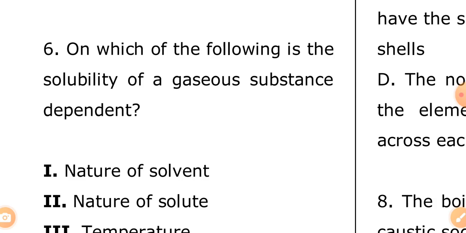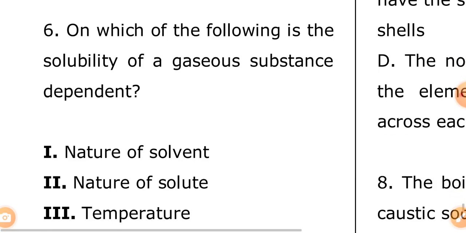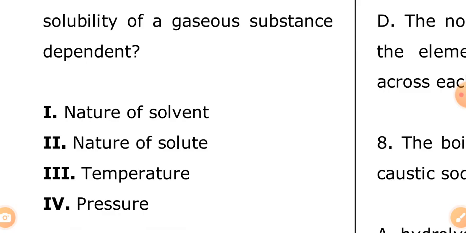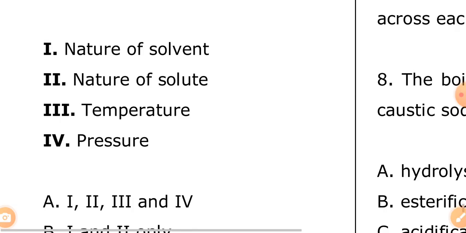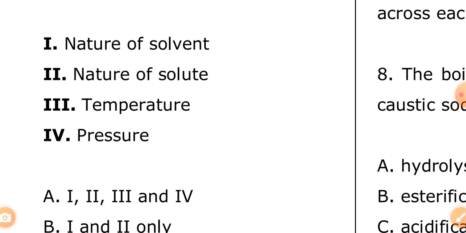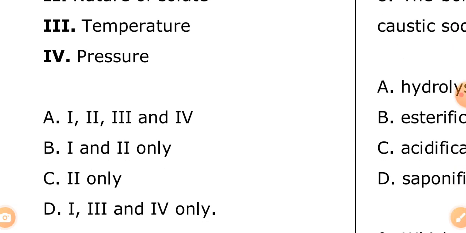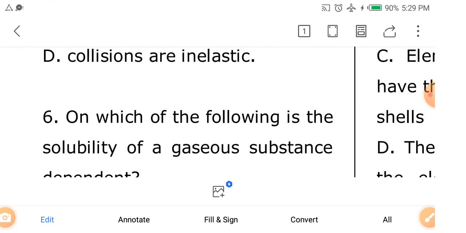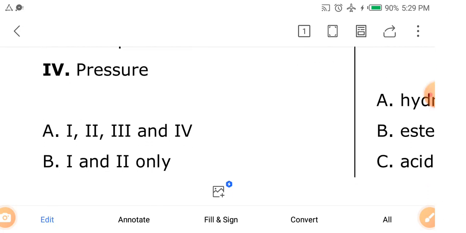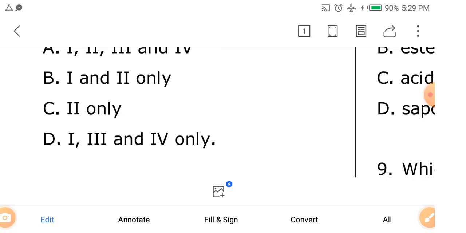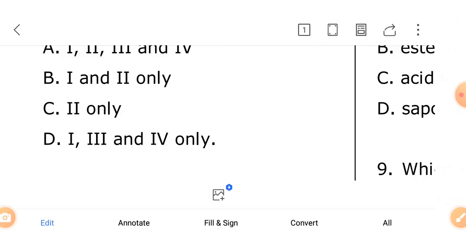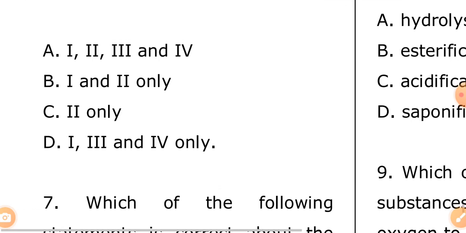Which of the following is the solubility of a gaseous substance dependent on? I, nature of the solvent. II, nature of solute. III, temperature. IV, pressure. Is it I and IV? Okay, we are looking at question number 6. The answer is D, I and IV.